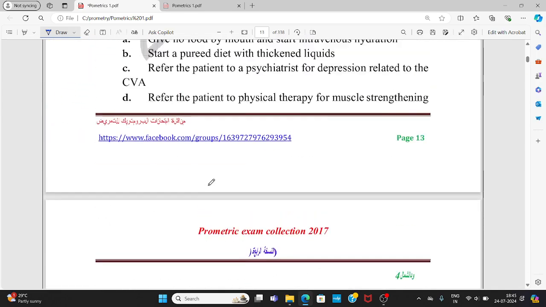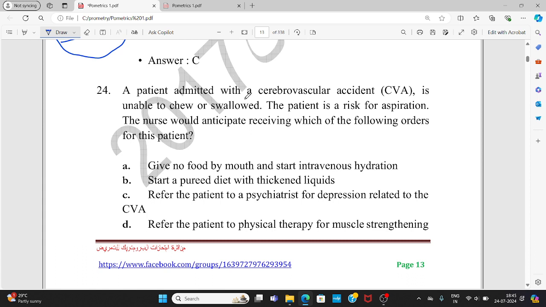Okay, the next question. The patient is admitted with the CVA, is unable to chew or swallow. The patient cannot chew or the patient cannot swallow. The patient is at risk of aspiration. The nurse would anticipate receiving which of the following orders for this patient? So, patient cannot chew, patient cannot swallow, the patient is at high risk of aspiration. What would it be? Nil per oral, isn't it?